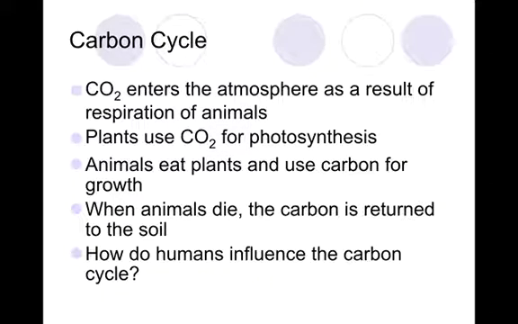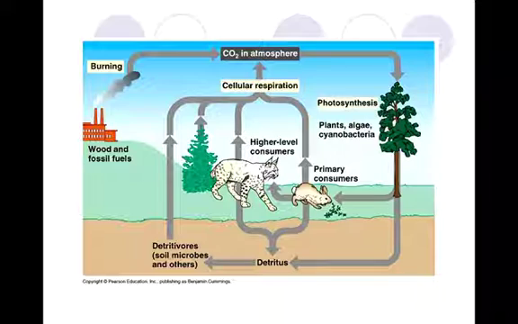The next cycle we want to talk about is our carbon cycle. This is important because carbon dioxide enters the atmosphere as a result of respiration of animals. It's a byproduct of us making our energy and other animals making their energy. So the plants use that CO2 for photosynthesis, which is the process by which they make their food. Synthesis made by light, by using light. So animals can eat plants and they use the carbon for growth. Then when the animals die, the carbon is returned to the soil by decomposers. And we talked again here about how humans influence the carbon cycle. Here's a great picture of the carbon cycle, how it all kind of filters through.